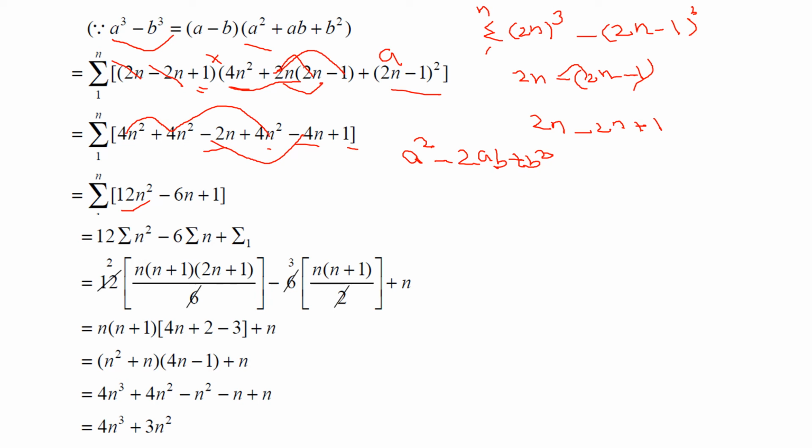Next, n squared means we use that formula, so sigma you write it separately. So sigma 1 to n of 12n squared minus 6n plus 1. So you split and write 12 into sigma n squared minus 6 into sigma n plus 1. Sigma 1, what is sigma 1 here? Only n. So 12 into n squared means you use that formula, n into n plus 1 into 2n plus 1 by 6, minus 6 into sum of n natural numbers, n into n plus 1 by 2, plus n.